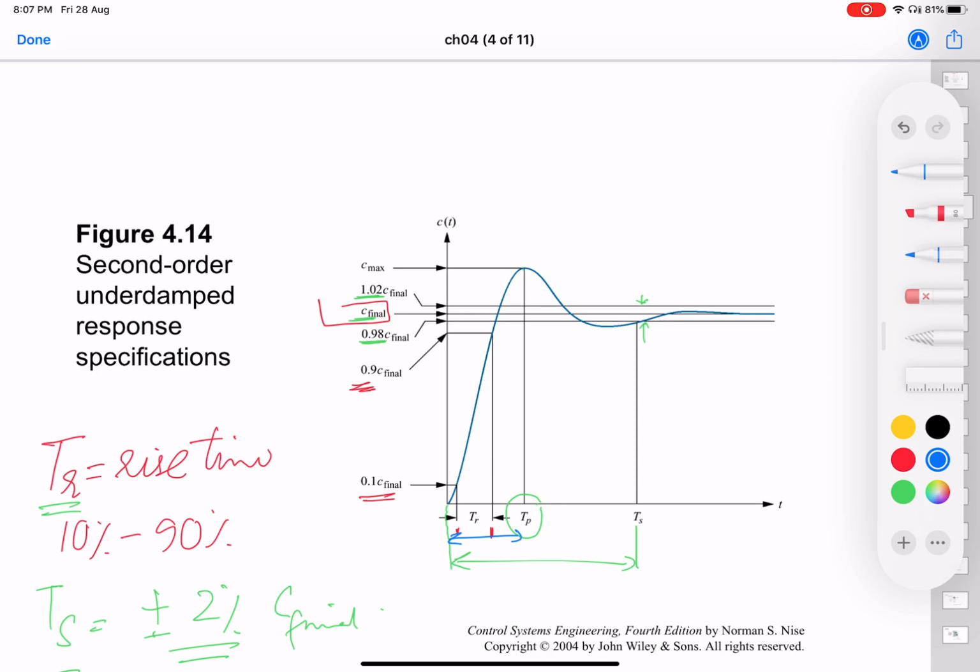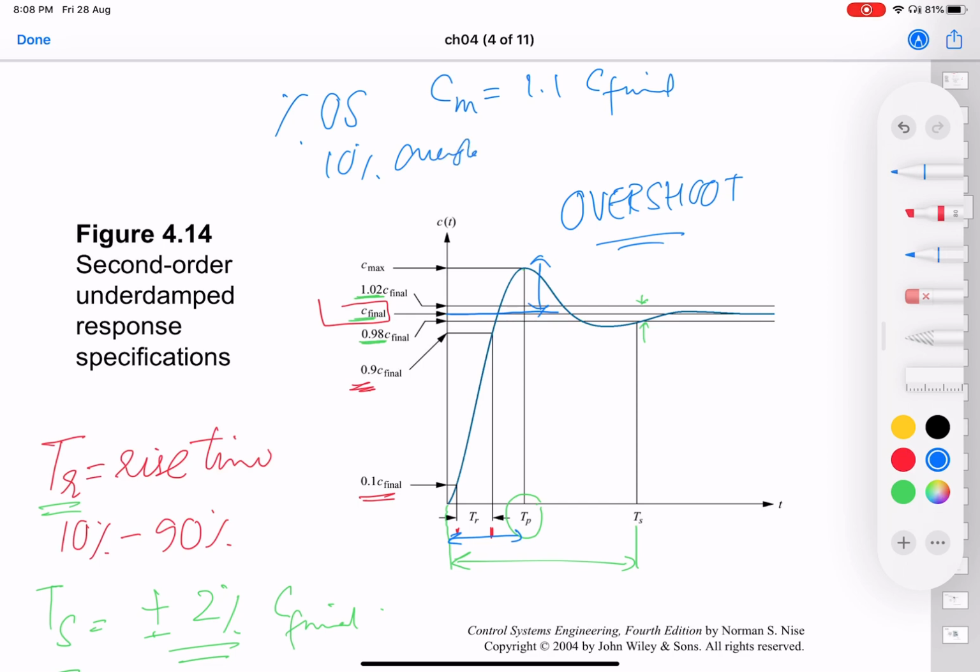The final value. So this is your final value here, this is your C final, and this is the amount of overshoot that you have. So this is your overshoot, right? And this overshoot you can express as a percent overshoot, which is generally written like this, expressed as a percentage of C final. So for example, if your C max is say 1.1 times C final, you say that you have a 10% overshoot. So you are overshooting the C final, the final value at which you're settling, by 10%, and you're going up to 1.1.